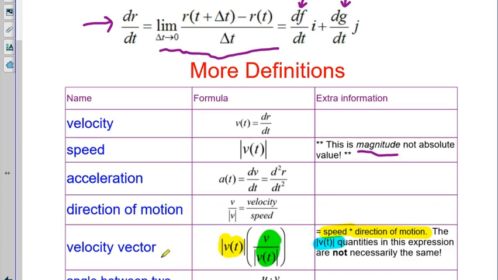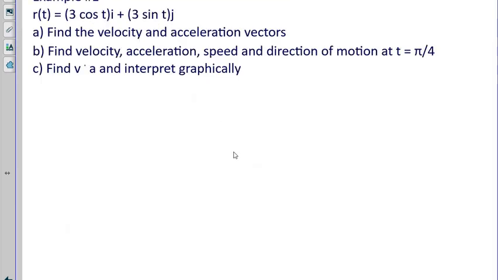And then this one, the angle between two vectors, should look familiar to you. We did learn this last year in pre-calc. It's the dot product of the two vectors divided by the product of their magnitudes. All right, so let's do our first problem. This one says, find the velocity, acceleration, and speed and direction of motion at the time pi over 4, and then find the dot product of the velocity times the acceleration and interpret graphically.